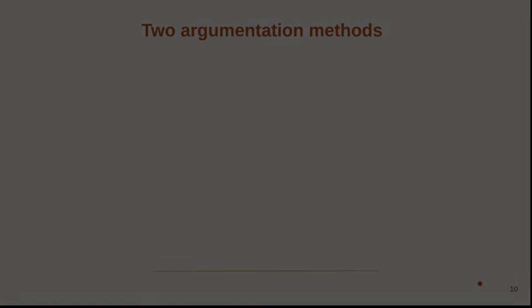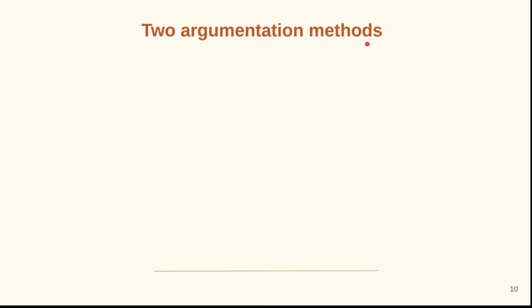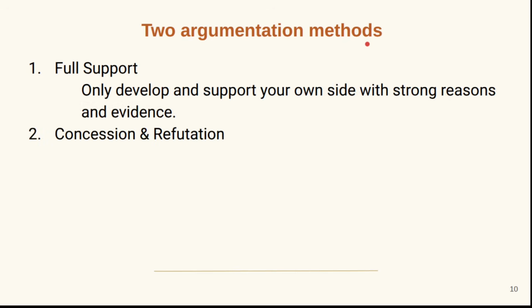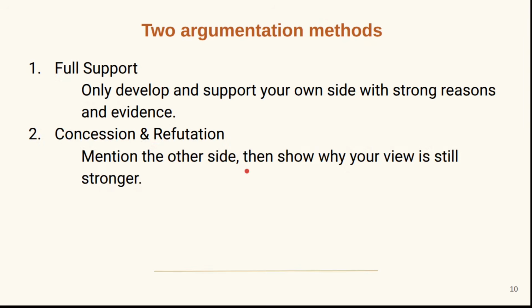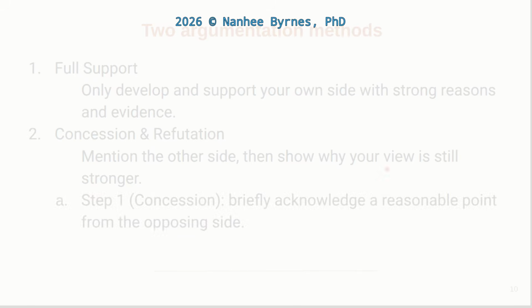As Dr. Burns explained in earlier academic writing videos, there are two of the most effective methods for developing an argument. One is the full support method, and the other is the concession and refutation method. In the concession and refutation method, you first acknowledge your opponent's idea and then explain why it is still flawed or less convincing. Now, let's focus on method 1, full support.